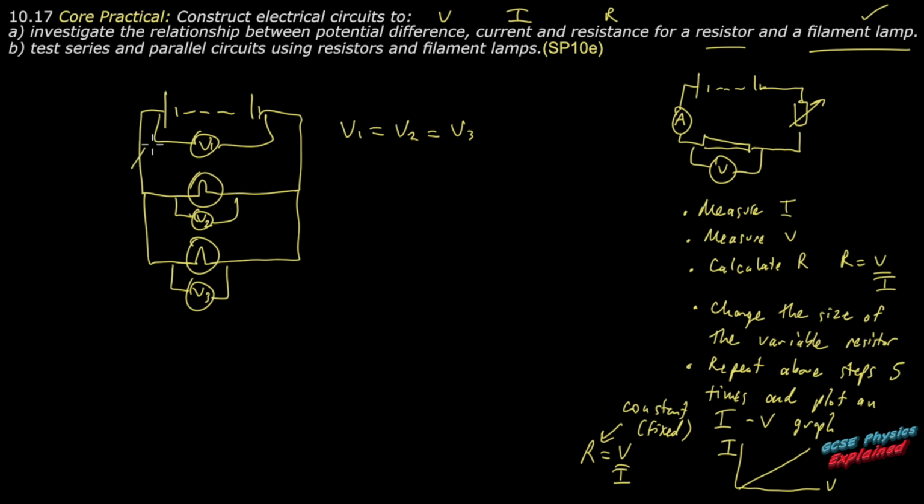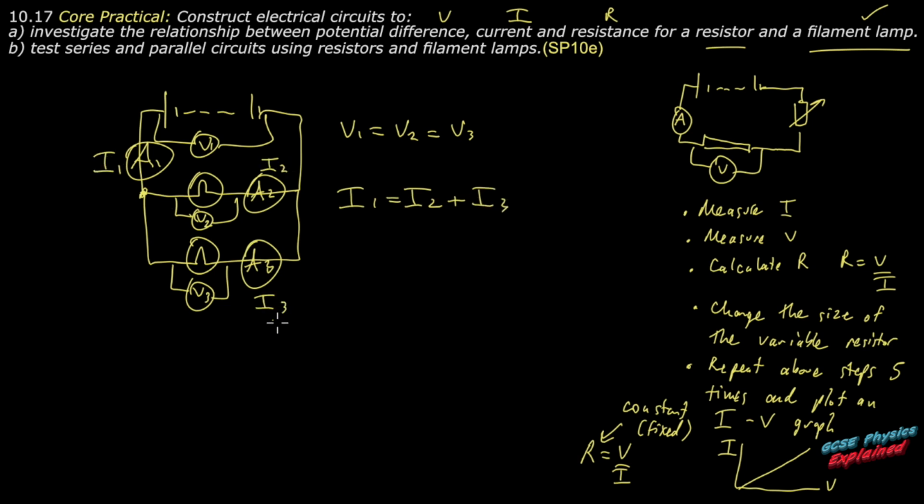And you could also measure the currents. So if I call that A1, A2 coming across here, and A3 coming across there, then from Kirchhoff's Law, you'd have I1 equals I2 plus I3. They're the standard parallel and series circuits.